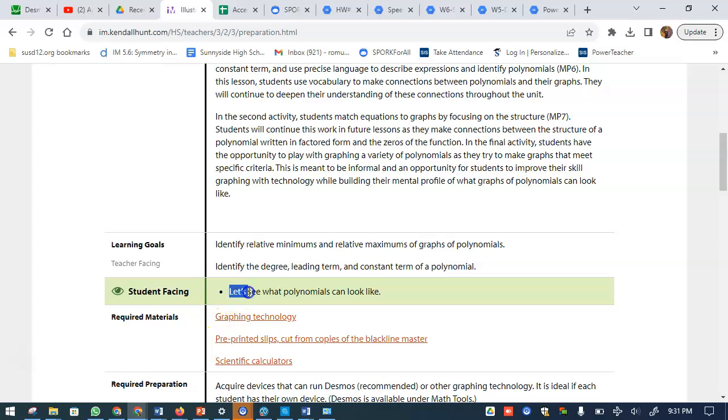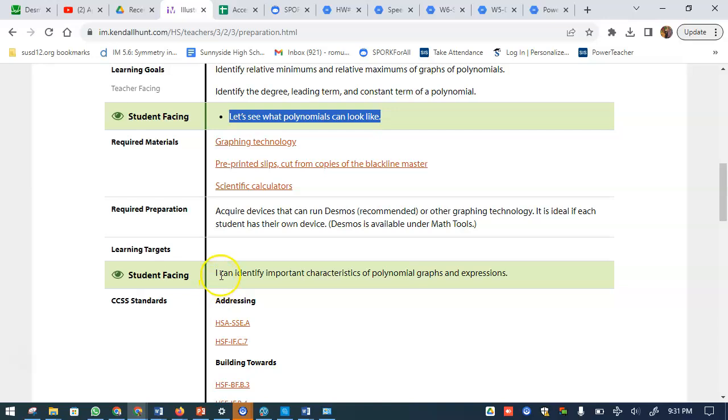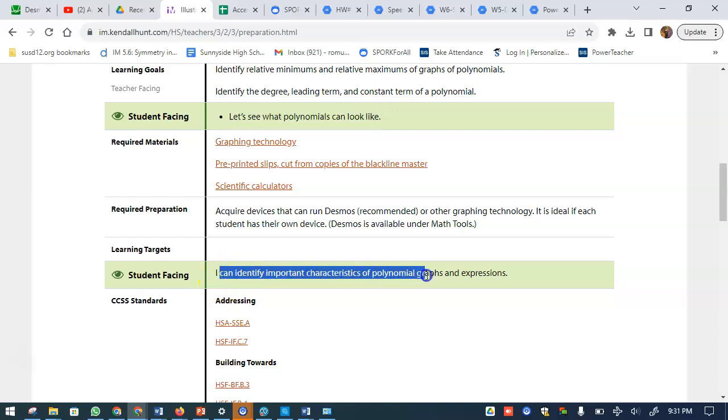The goal is to understand what polynomials can look like, and also to identify important characteristics of a polynomial graph and expression. So basically, as we are working on the problems, I'm going to walk through the characteristics of polynomial graphs and expressions.